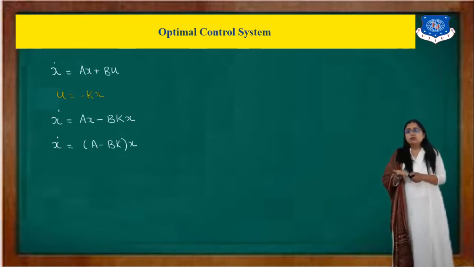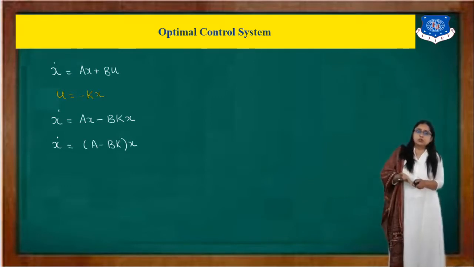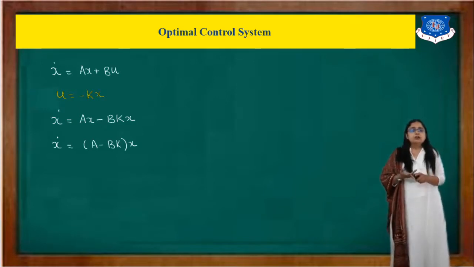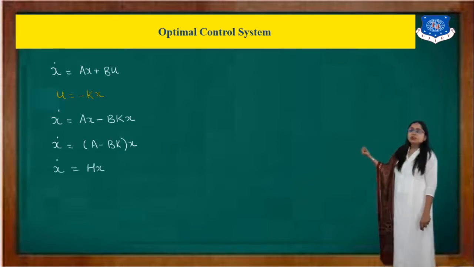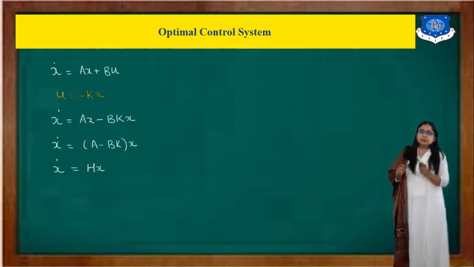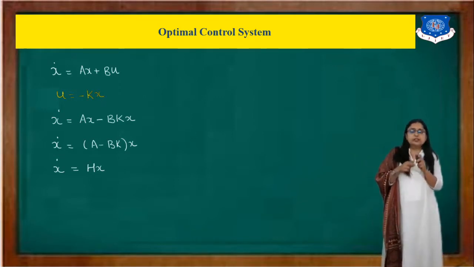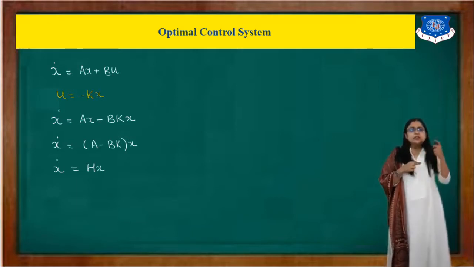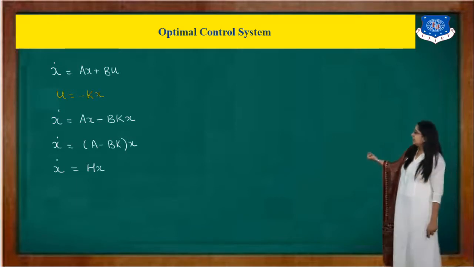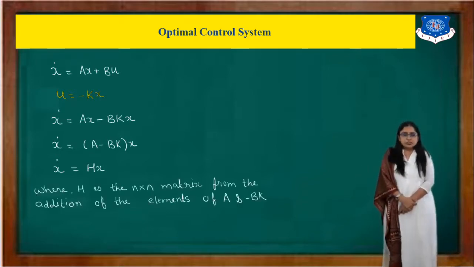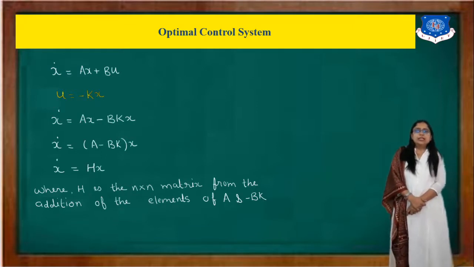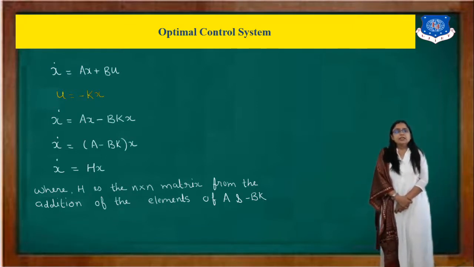We know that A is a matrix. B is also a matrix. And K is some numerical value that you will multiply with B. So I'm just writing x dot equal to Hx. Because when I substitute A minus BK, A is a matrix, B is also a matrix, so I'll get another matrix, and right now I'm assuming that as H. Where H is an n cross n matrix from the addition of the elements of A and minus BK. Okay.